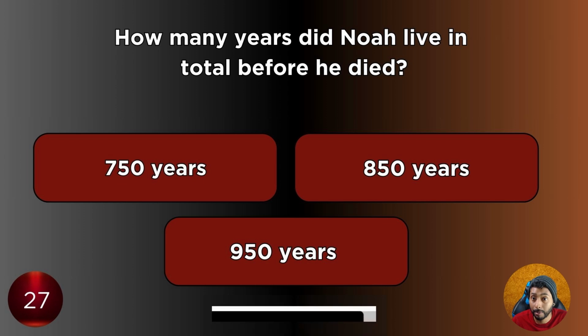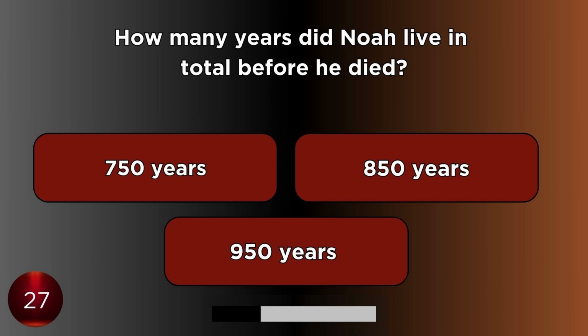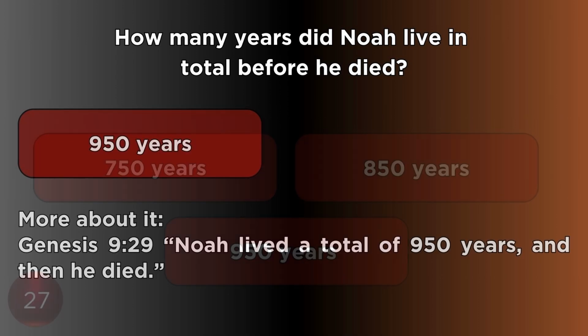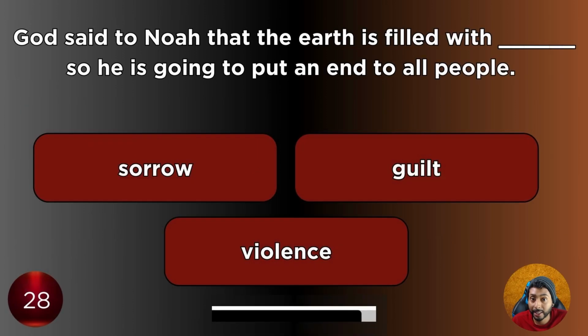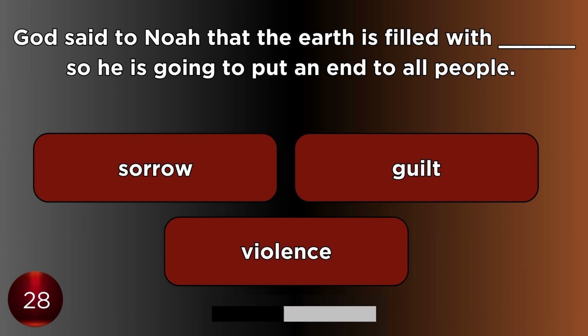27. How many years did Noah live in total before he died? 750, 850, or 950 years? 950 years. Genesis 9:29. Noah lived a total of 950 years and then he died. 28. God said to Noah that the earth is filled with blank, so he is going to put an end to all people. Sorrow, guilt, or violence?